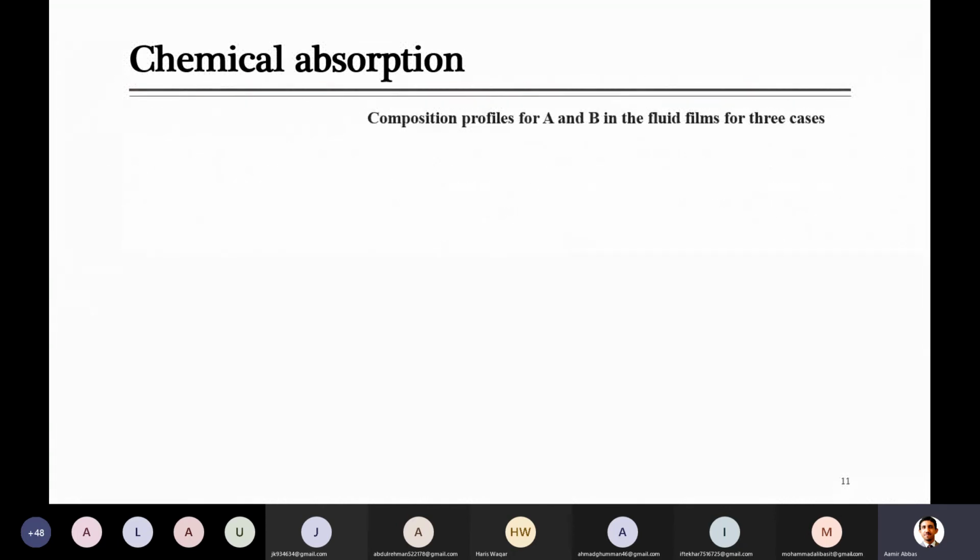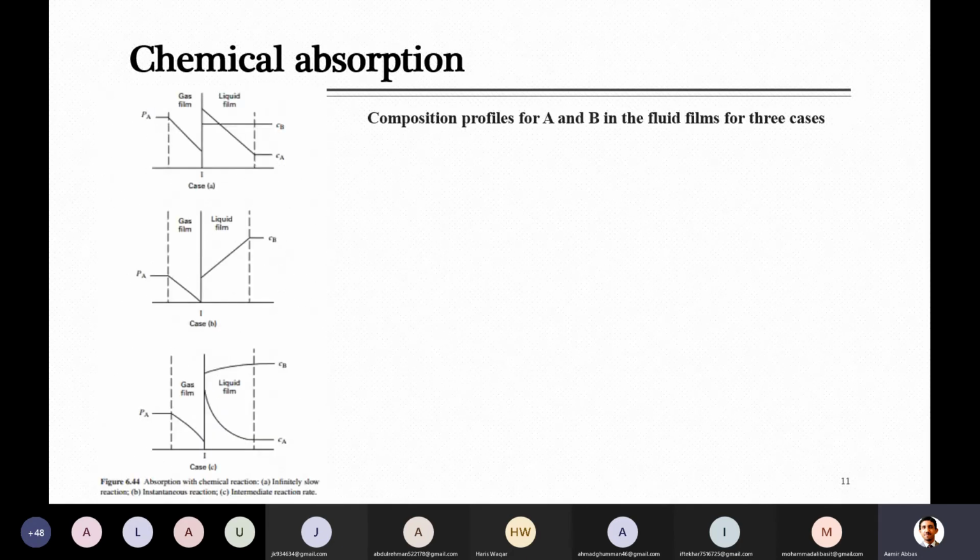So here we are going to look quickly at three systems, where there are different profiles of A and B components inside the fluid film for three cases, and those cases are related to different rates of the reaction. For example, in this diagram, in the caption, you can see absorption with chemical reaction, and first is infinitely slow reaction.